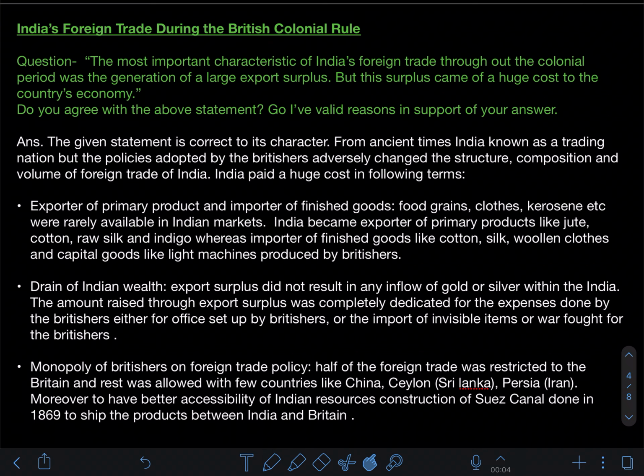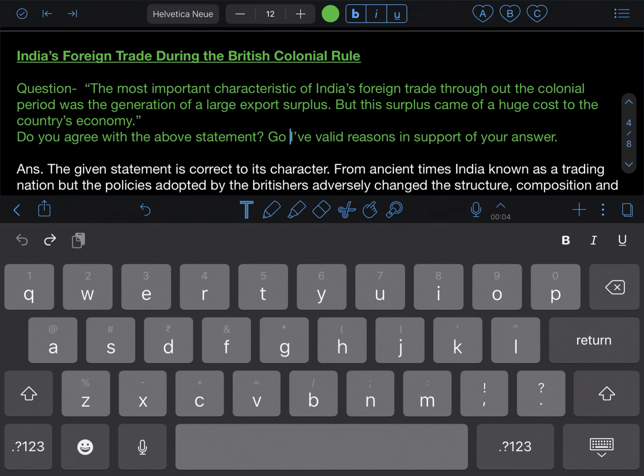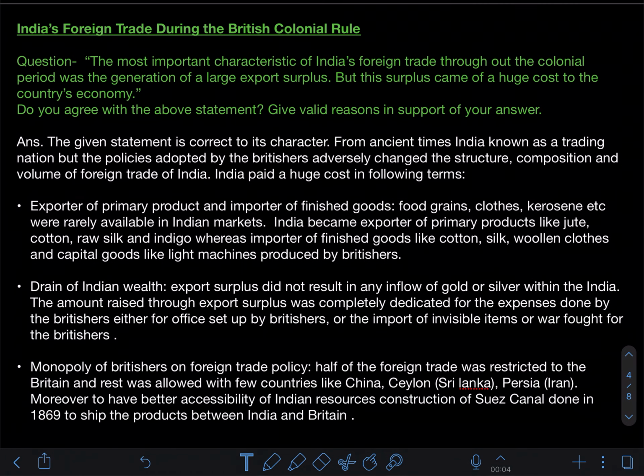Sorry, it's a typo over here. It should be: give valid reason in support of your answer. I'll correct it right now if I can. Yes, I can. Here I have done the correction. Fine, perfect. So give valid reason to support your answer.